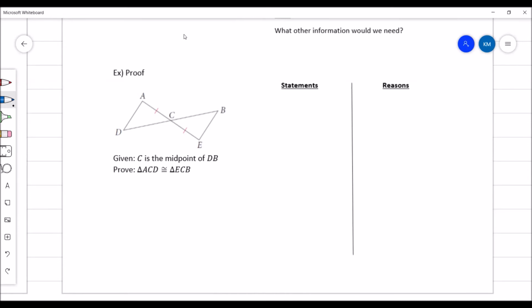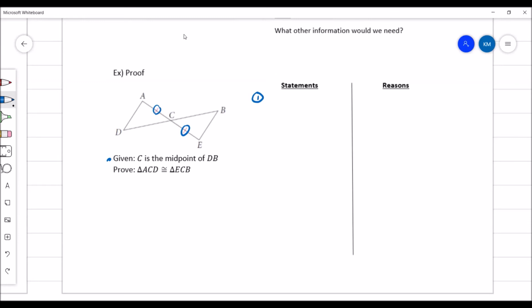Okay, so it says prove that triangle ACD is congruent to triangle ECB. They gave us this information that C is the midpoint of DB. So my statement, I'm going to start with that given information. Okay, and they give us information a couple different ways. One, they gave us information here, but another, they gave us information in our diagram with the marks already given to us at the beginning of this problem.